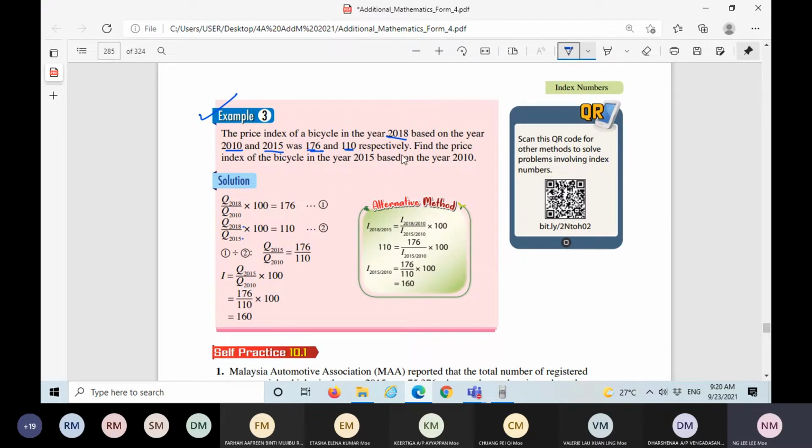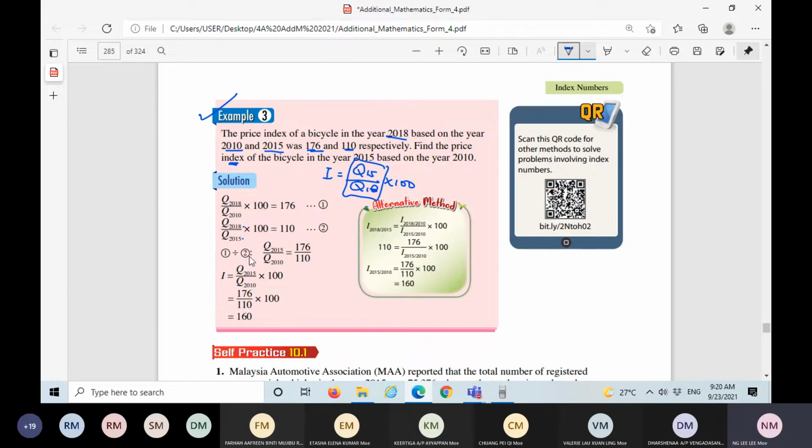Then what does the question want? Find the price index of the bicycle in the year 15 based on the year 2010. Means they are asking for 15, 10. They're asking for this. So if I am able to get this, then I times 100, then I will get the index number. How to get this?